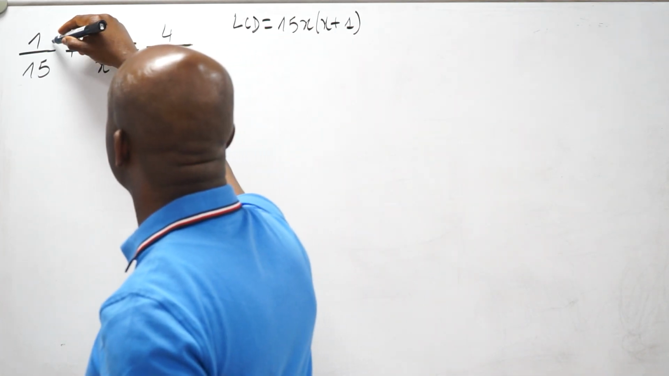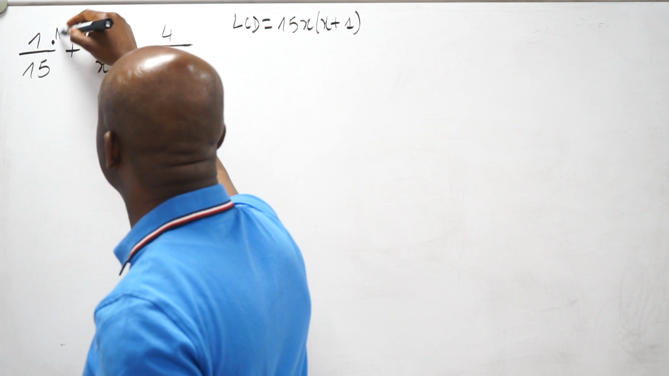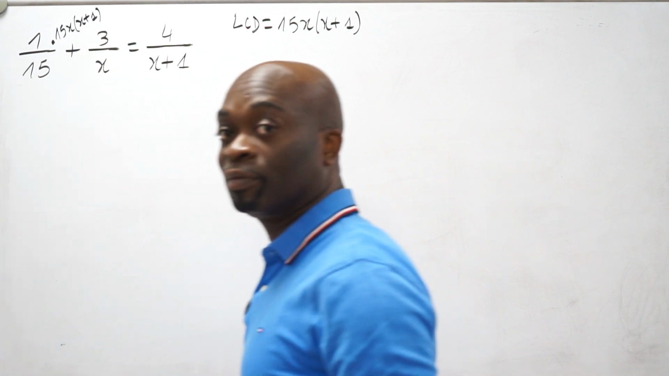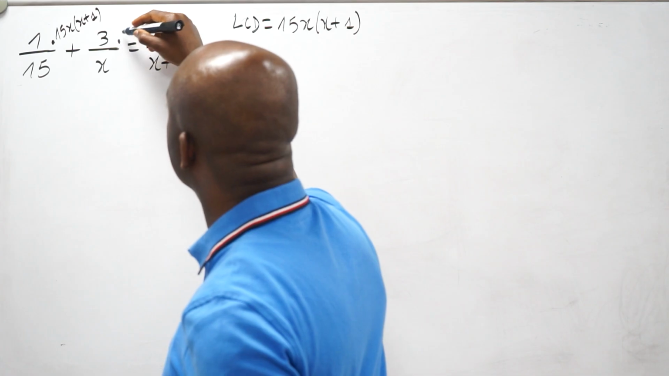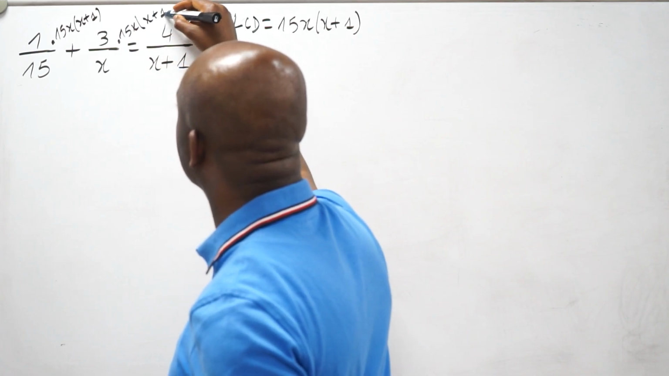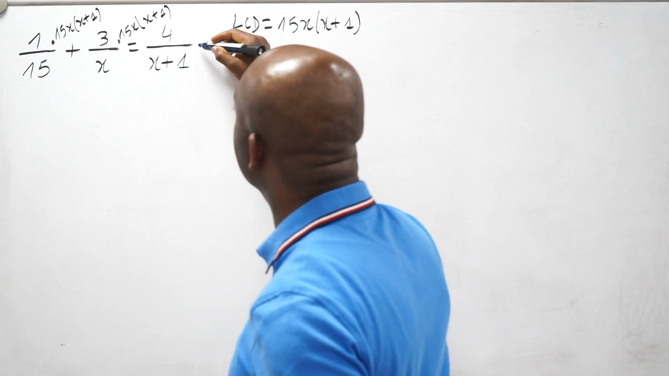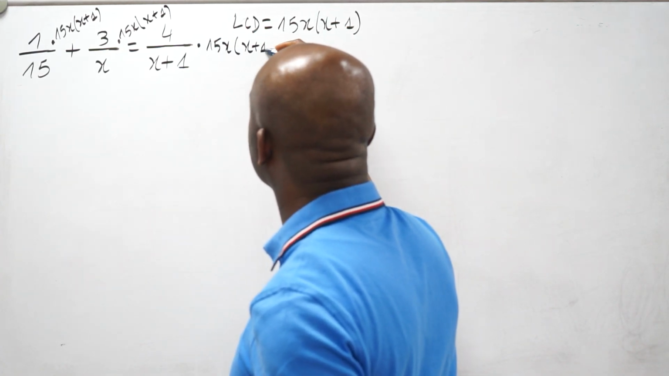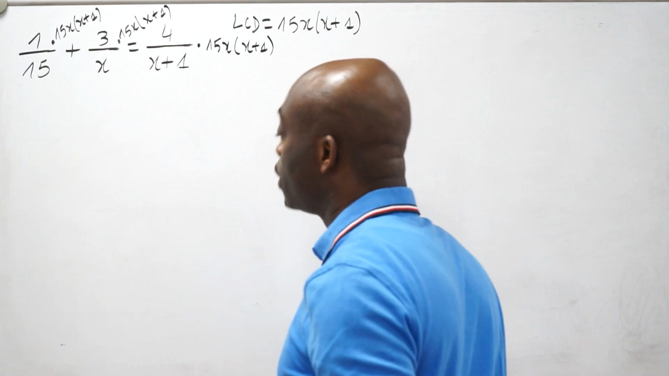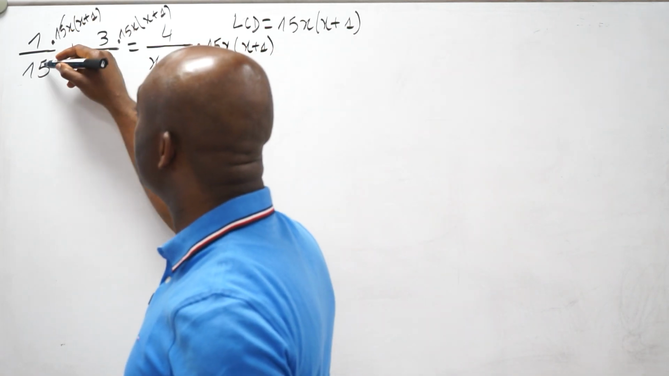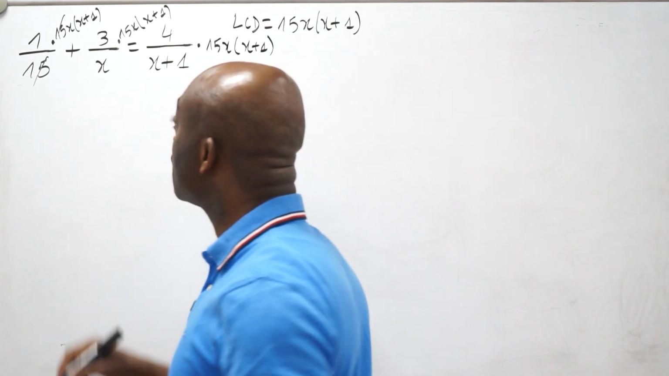So that means what? We're going to multiply this one by 15x times x plus 1. Same thing here, 15x, x plus 1. And then here, 15x, x plus 1. All right? So if it's just like that, what's going to happen? We're going to reduce whatever possible, simplify them up.